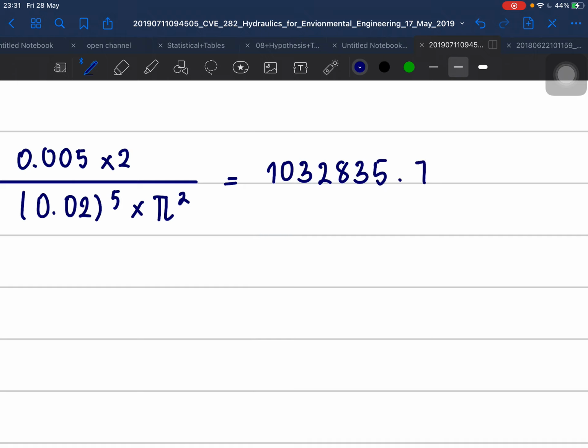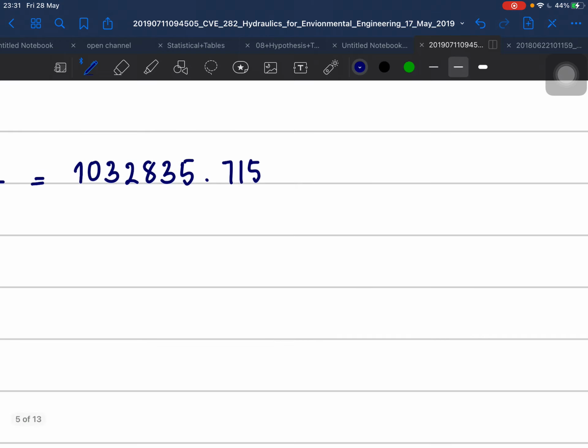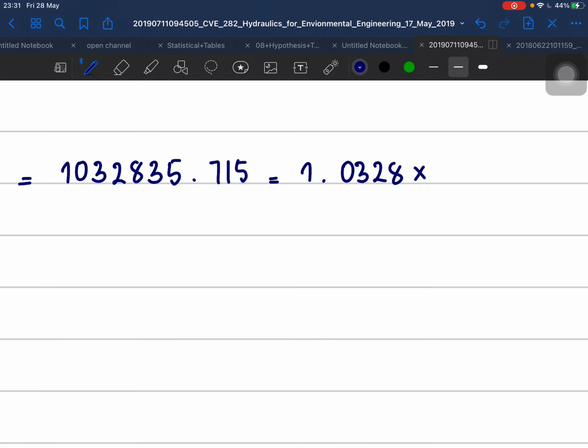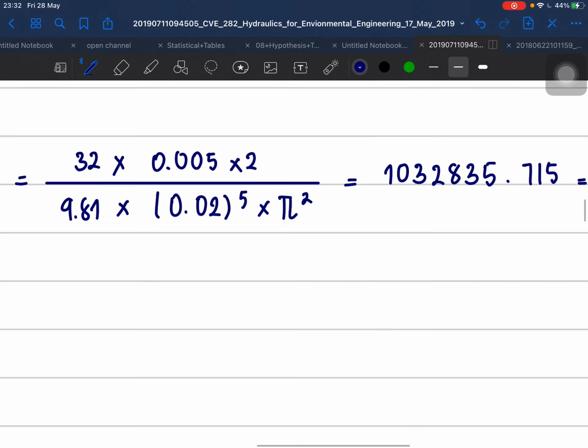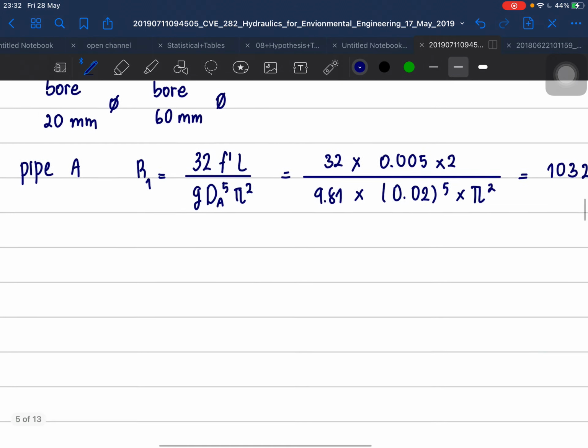103,2,835 point. Okay, so I will cut down 1, 2, 3, 4, 5, 6. 1 point 10 to the power of 6. The unit is in, yep.